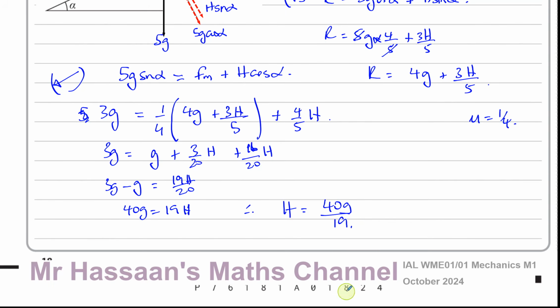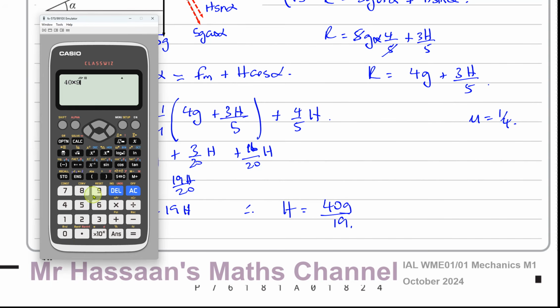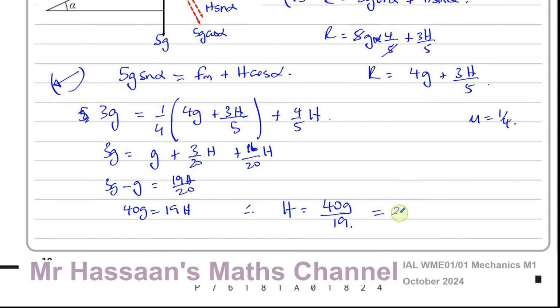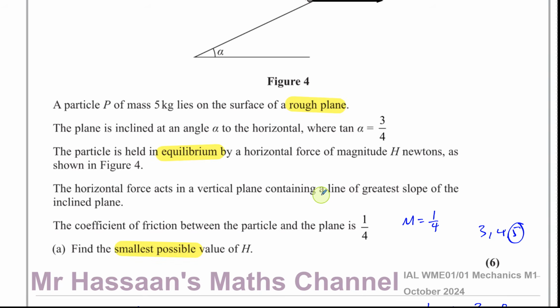So we can work out the value of that if we want to. We have 40 times 9.8 over 19. That gives us 392 over 19, which is equal to 20.6 or 21. So you can write this as 21 or 20.6. Those are perfectly fine ways of expressing your final answer. So that's the answer to part A of this question, which is all about statics.